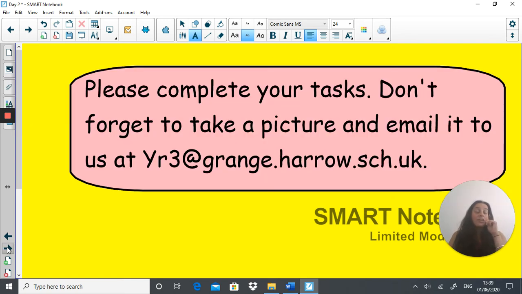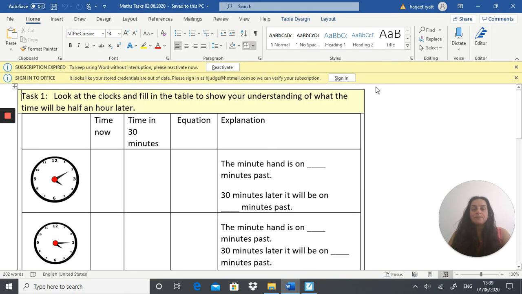Okay, the time has come now for you to complete your tasks. Please don't forget to take a picture of your work and email it to us at year3@grange.harrow.sch.uk. Love receiving your work, love having a look at it, so please do send it through. Your task, as always, can be found on the Grange website under the Online Learning tab, Year 3, and today's task will be entitled Math Task 02/06/2020. You click on that tab, you'll come up with this.